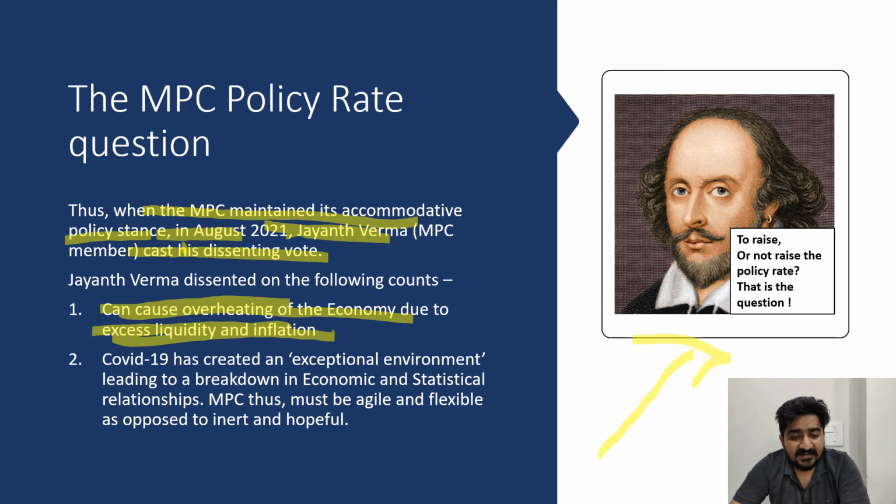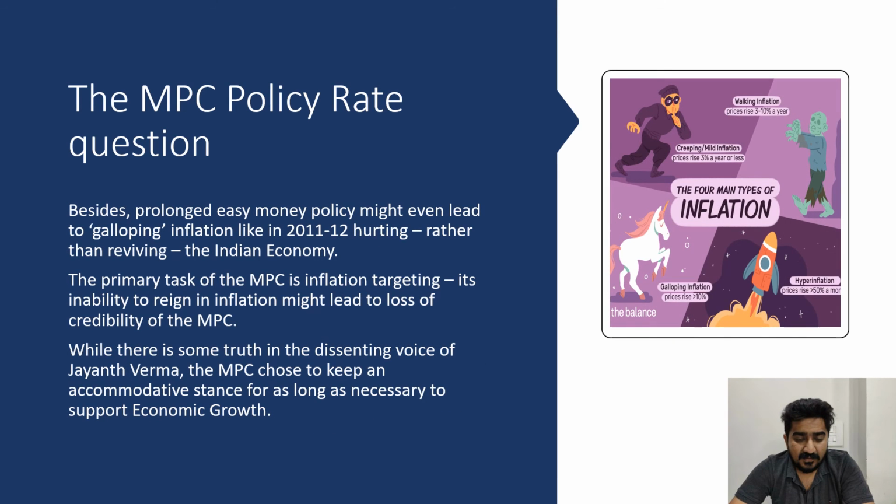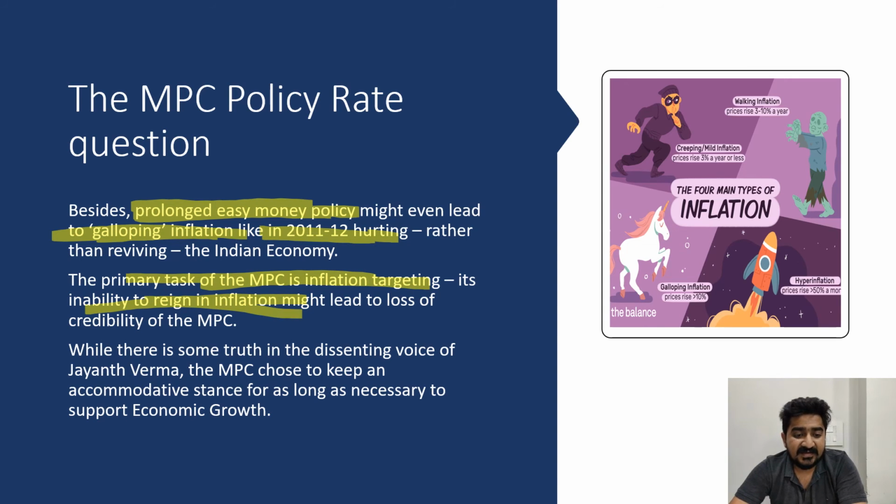Besides, COVID-19 has created an exceptional environment leading to a breakdown in economic and statistical relationships. The MPC thus must be agile and flexible as opposed to inert and hopeful that the crisis will fade away. Also, an easy money policy for a prolonged period of time might cause galloping inflation like in 2011-12 in the Indian economy, hurting rather than reviving the economy. The primary task of the MPC is inflation targeting, and its inability to rein in inflation might lead to a loss of credibility.